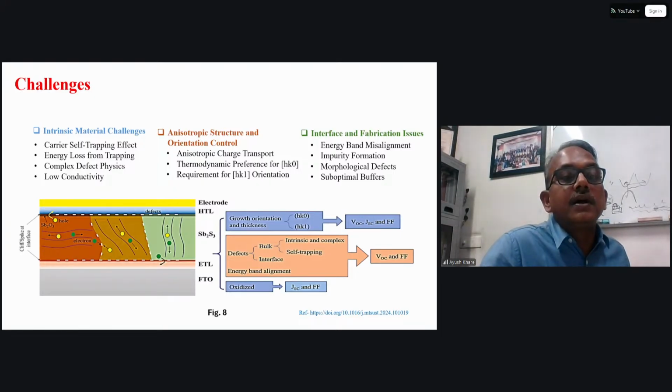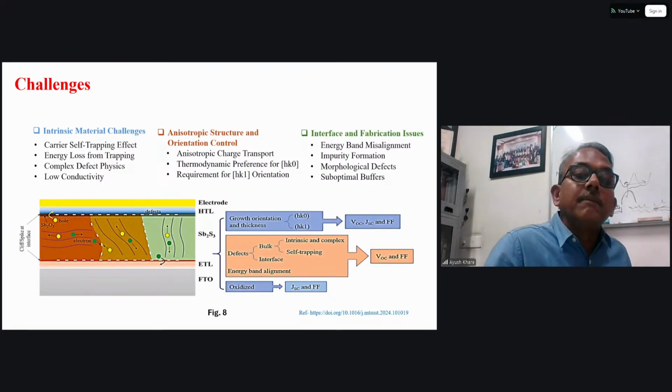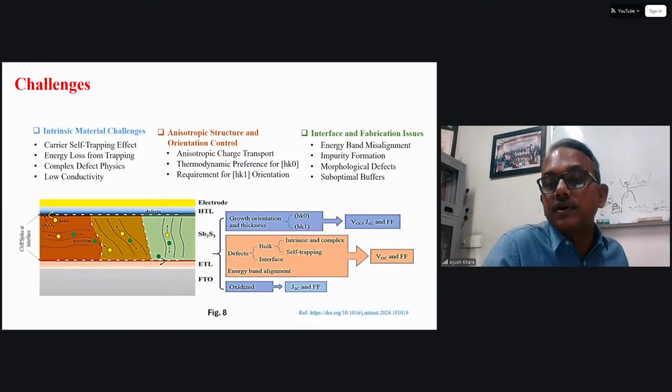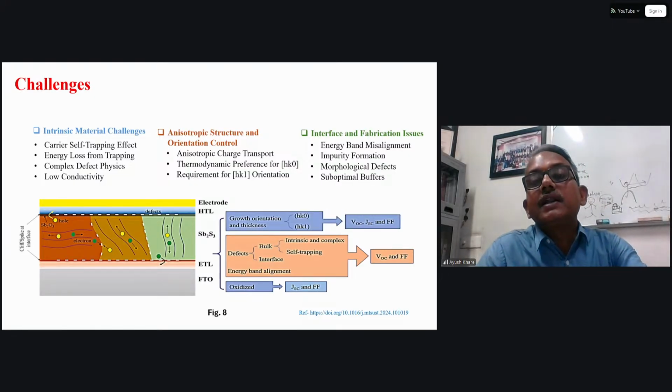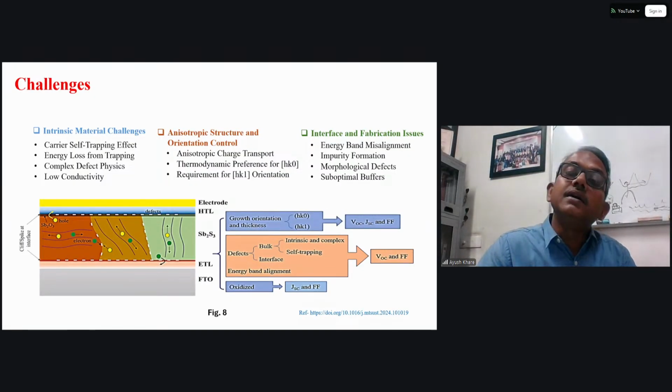And as you can see in the bottom side, the electron transport layer and hole transport layers play their roles, right? They allow charge carriers to move away from the junction and constitute the corresponding current. Defects, bulk interfaces are there, intrinsic and complex self-trapping, and overall we have to see that we obtain good, reasonable values of these solar cell parameters: short circuit current, open circuit voltage, fill factor, and efficiency. In the path of achieving very high efficiency, certain hurdles are there. These hurdles are to be overcome.